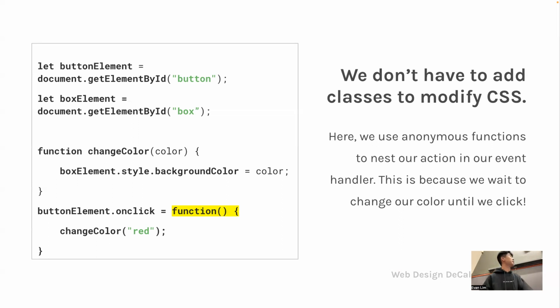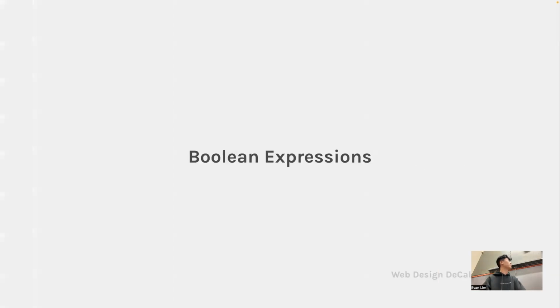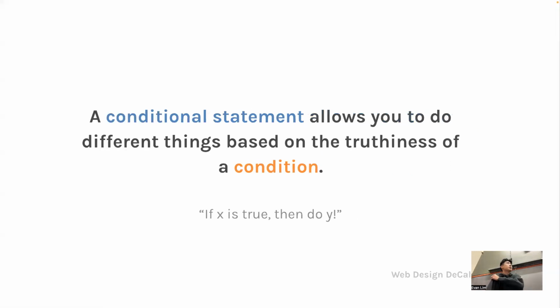Okay, we can always revisit these slides, but that was the meat of the JavaScript for connecting to our objects. Now the next part is Boolean expressions. So a Boolean is a type of variable, just like an integer, a float, or a string, but it only carries one of two values, which is true or false.